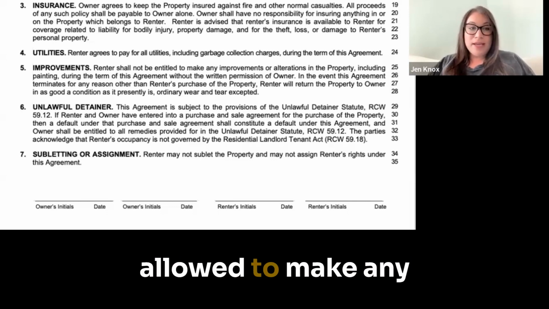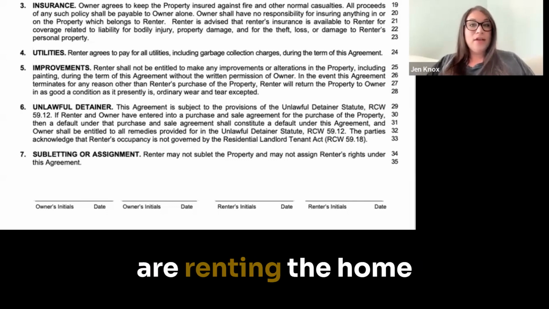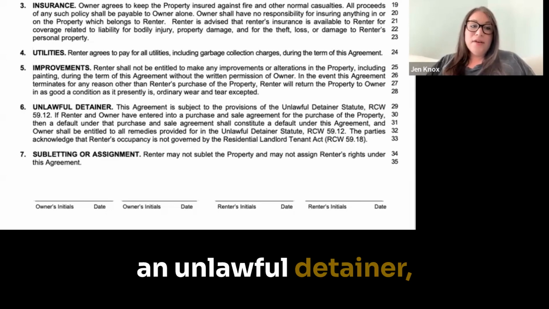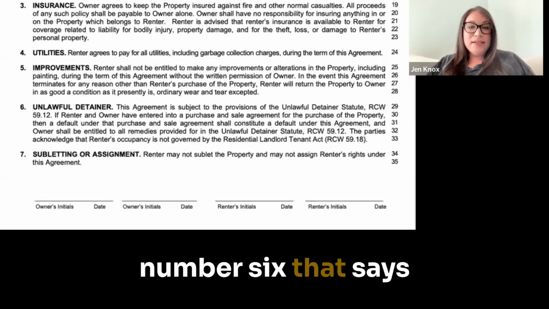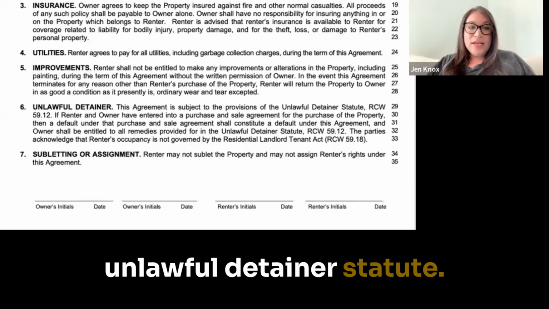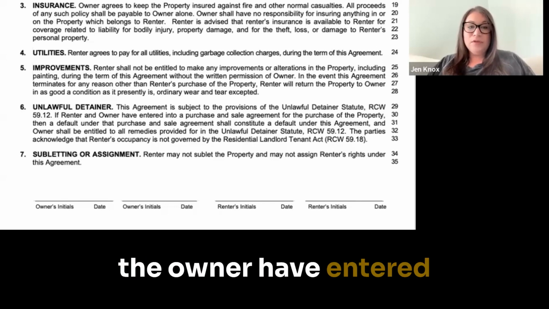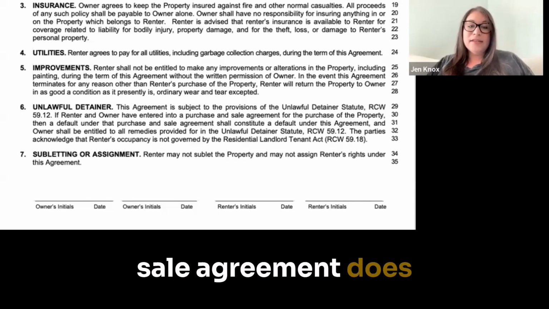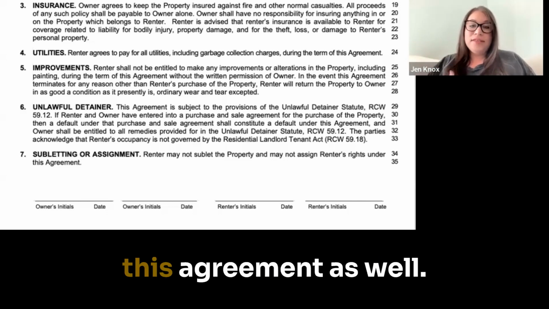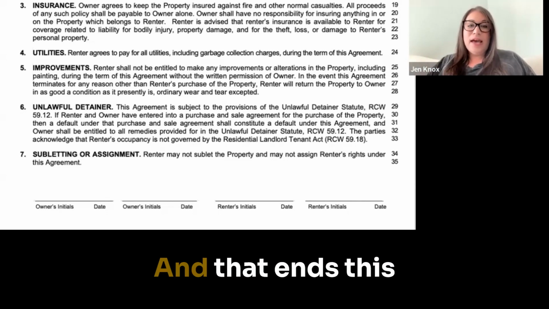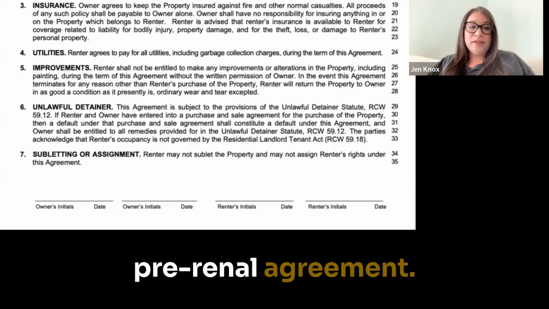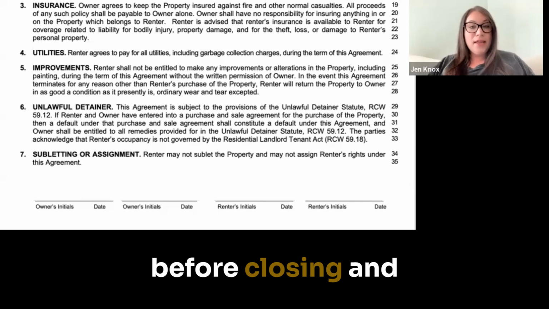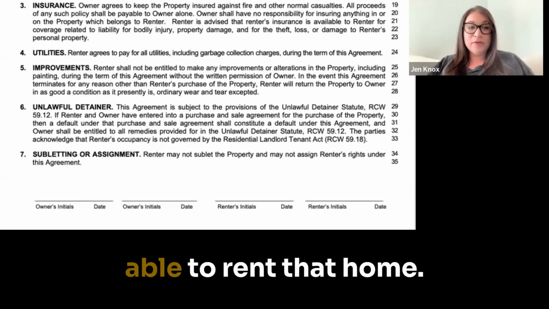The renter is not allowed to make any improvements to the property because they are renting the home they do not own yet. One thing to keep in mind is this one does have an unlawful detainer, which is paragraph number 6, that says it is subject to the unlawful detainer statute. And if the renter and the owner have entered into a purchase and sale agreement for the property, then a default under the purchase and sale agreement does count as a default for this agreement as well. And that ends this pre-rental agreement. So a buyer is not allowed to rent a property before closing and then never close on that property just to be able to rent that home.